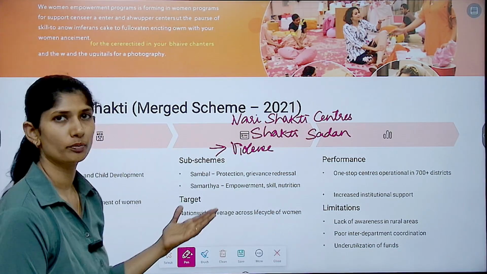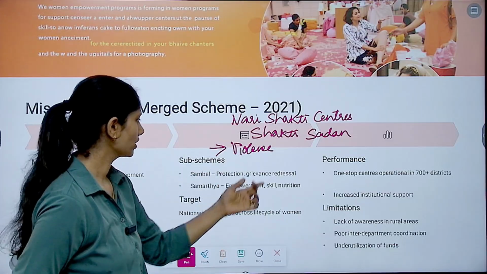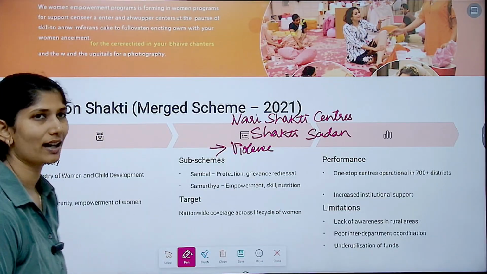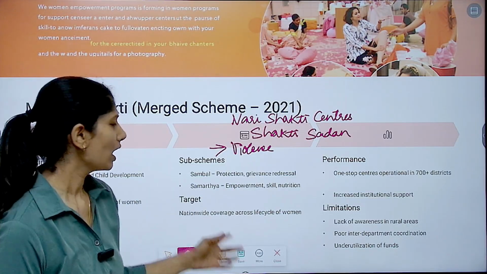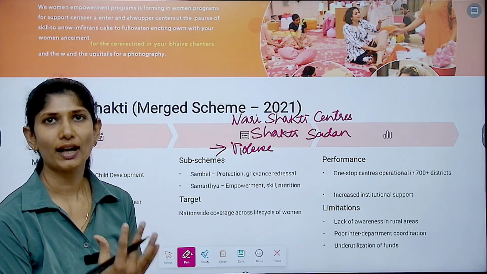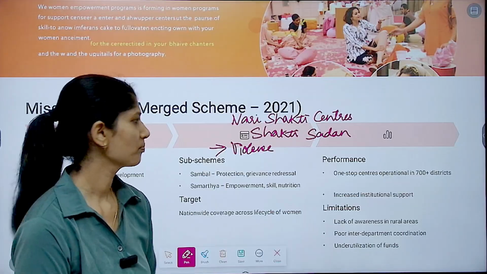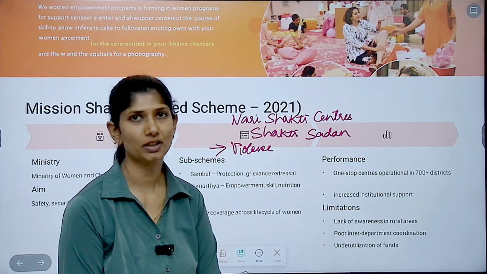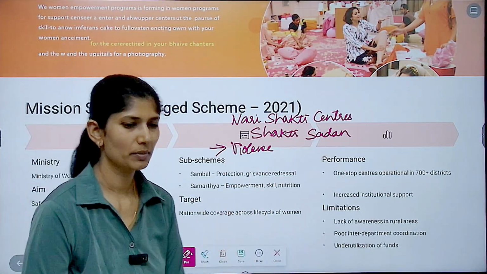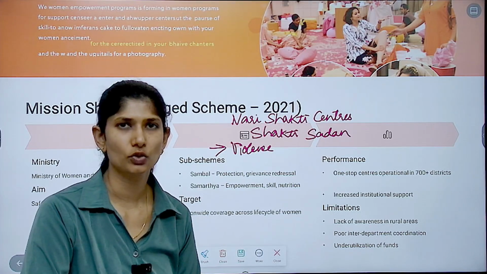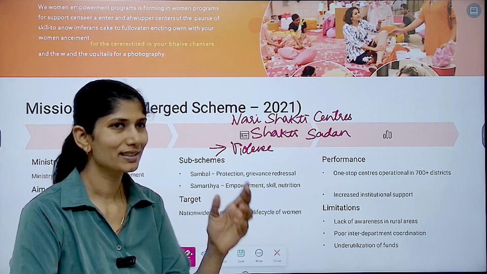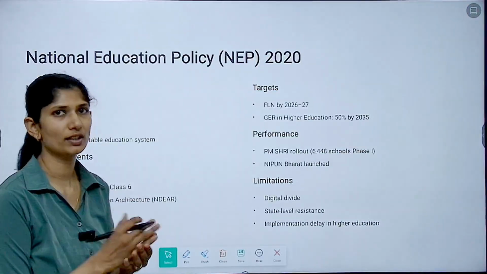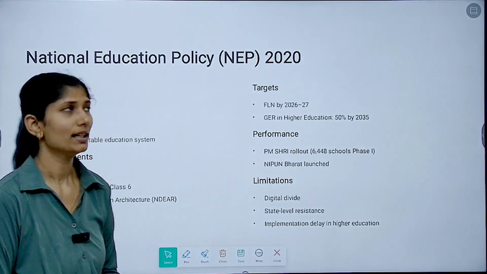The sub-schemes of Mission Shakti are Sambal, that is protection and grievance redressal, and Samarthya, that is empowerment, skill, and nutrition. What is the target of Mission Shakti? All aspects of a woman have to be covered under this. It is a one-stop solution, a one-stop center, operational in more than 700 districts. One of the major issues is lack of awareness in rural areas. Interdepartmental coordination is also reduced, and the funds are very underutilized, and if utilized, they are not actually going to where they are needed.